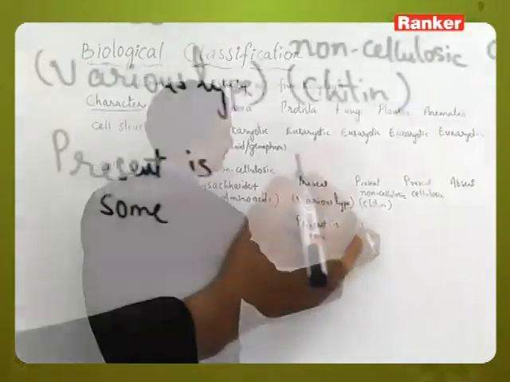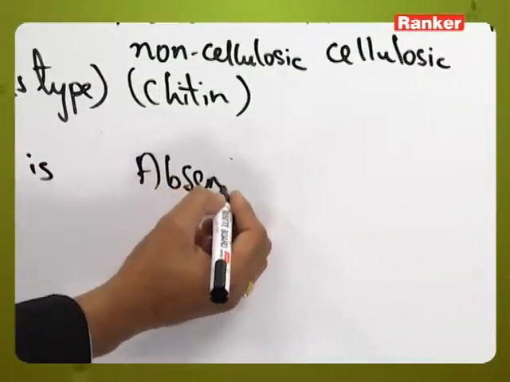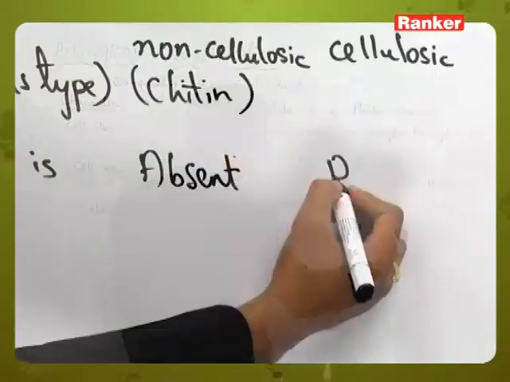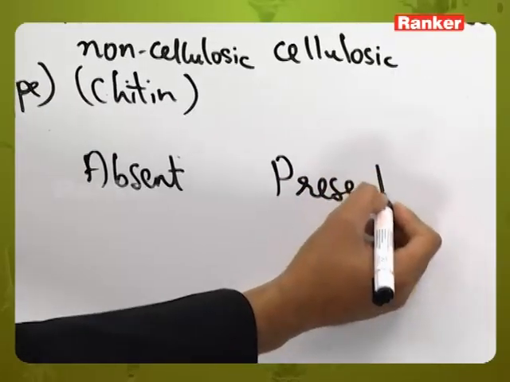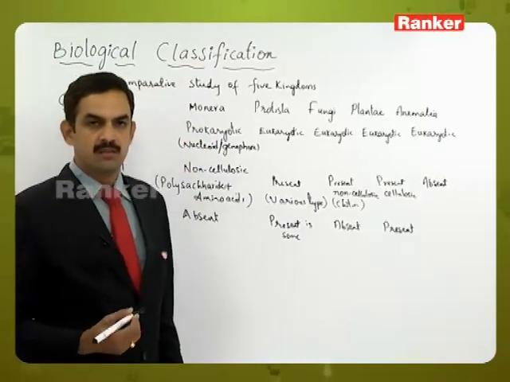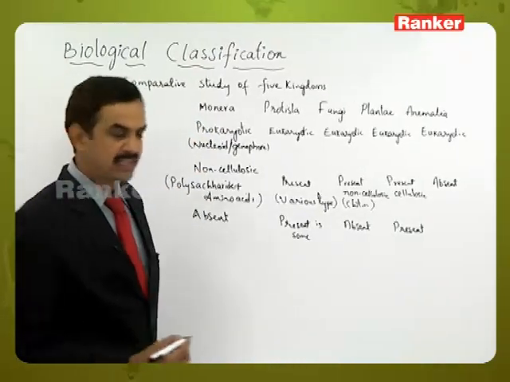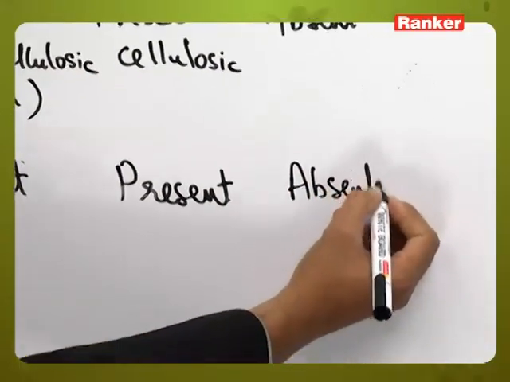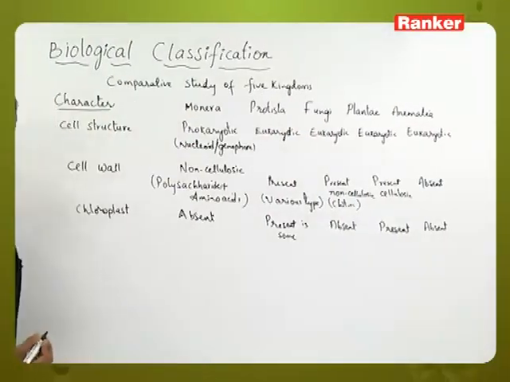Whereas in fungi it is absent, because fungi are heterotrophic in their nature, and Plantae have chloroplast in them. Chloroplast is present. Whereas Animalia are not autotrophic, that is they are heterotrophic in their nature. So in Animalia also chloroplast is completely absent.